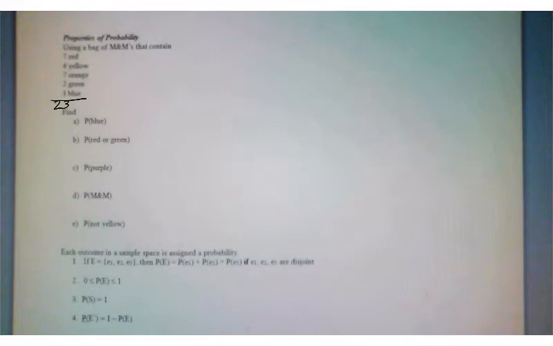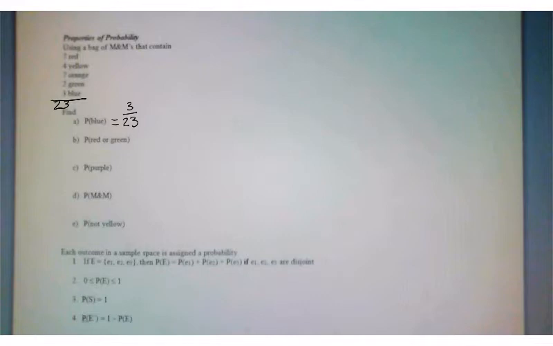We're going to find the following probabilities, starting with the probability of selecting a blue. So again, we're just selecting one M&M from the bag, and we want to know if we randomly select an M&M, what is the probability it's blue? Probability is a ratio of success to total, so we can successfully select a blue M&M 3 ways out of 23 M&Ms in the bag, so the probability is 3 over 23.